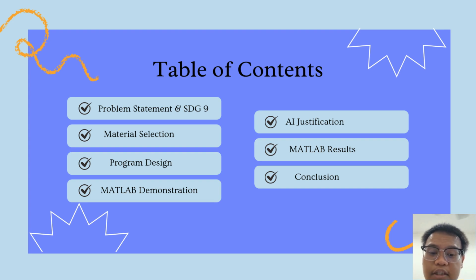On to the next slide, which is the table of content. To provide a clear roadmap of our presentation today, we have organized our work into 6 key areas. First, we have the problem statement and the link to SDG 9. Moving on, we will discuss our material selection process. Next, we'll discuss our program design, which includes our algorithm and flowchart. Next is the MATLAB demonstration, or the result of the MATLAB code that the AI has produced. And last but not least, the conclusion to our presentation and to our assignment.